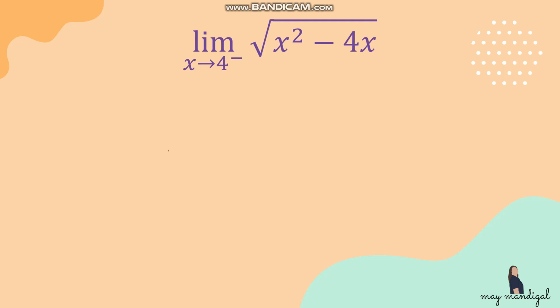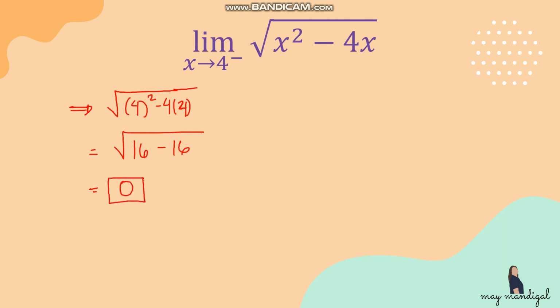How about if we have this particular example? We have to get the limit of square root of x squared minus 4x as x approaches 4 from the left. So what will happen if we do direct substitution? Let's try to do direct substitution here. Square root of 4 squared minus 4 times 4. Let's see what value we are going to get. Square root of 16 minus 16. So this will be equal to 0. So if we do direct substitution, the value of the limit is equal to 0.